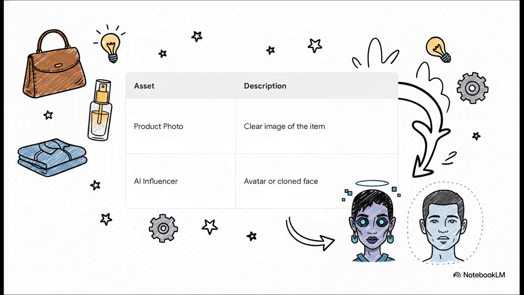Second, an AI influencer photo. You can easily whip up a generated digital avatar, or honestly just clone your own face. But, and this is a massive rule here, do not use photos of famous celebrities. Doing that is going to trigger immediate policy violations, and Google systems will literally block your generation to protect image rights. So stick to original avatars or just use yourself.